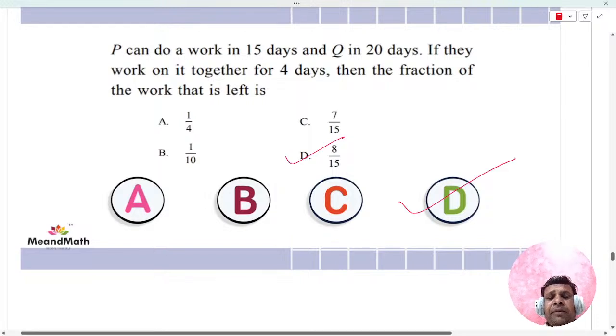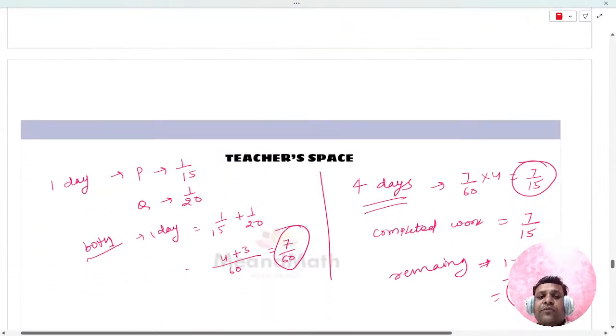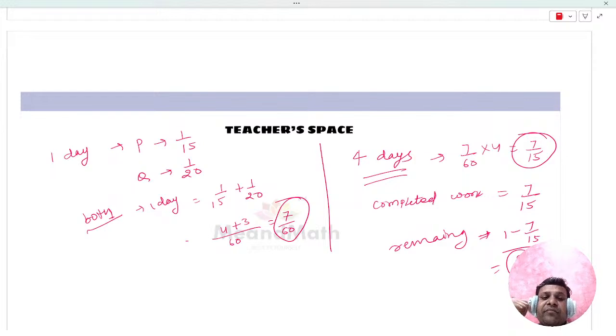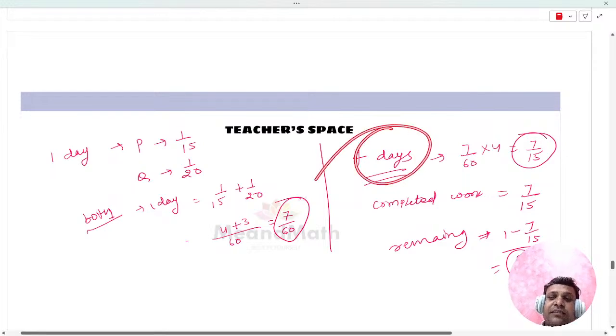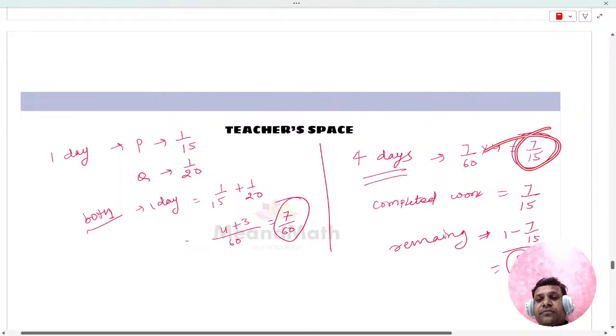Listen again. P can do a work in 15 days, so in 1 day he will do 1/15 work. Q finishes the work in 20 days, so how much work will he finish in 1 day? It's 1/20. So if both are working together, they will finish in 1 day 1/20 plus 1/15, which is equal to 7/60. Means 7 upon 60 part will be finished by both in one day. If they are working for 4 days, then they will finish 7 upon 15th part of the work. So the remaining part is 1 minus 7 upon 15, that is 8 upon 15th part. So 8 upon 15th part is the answer.